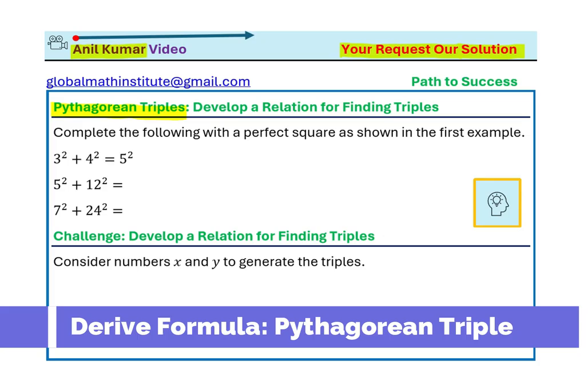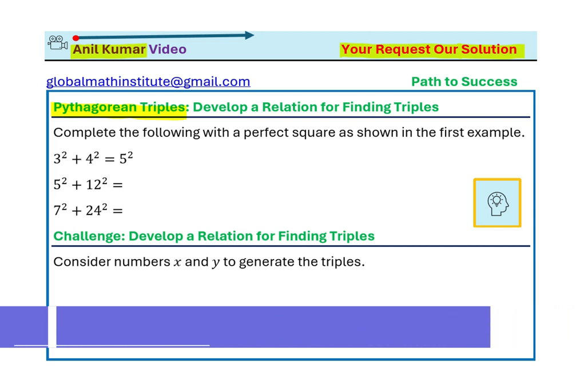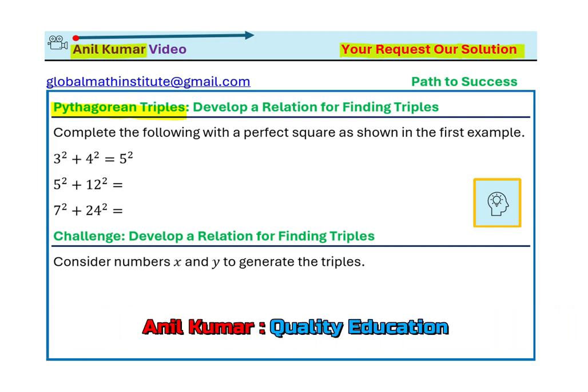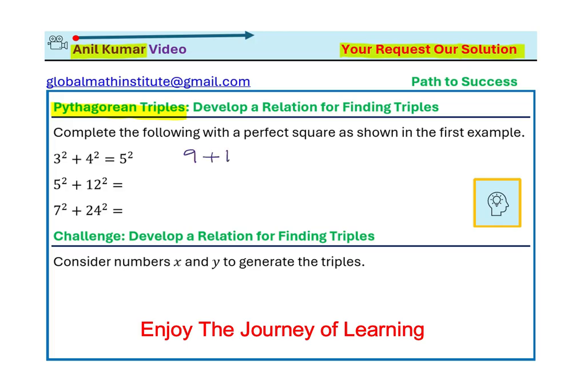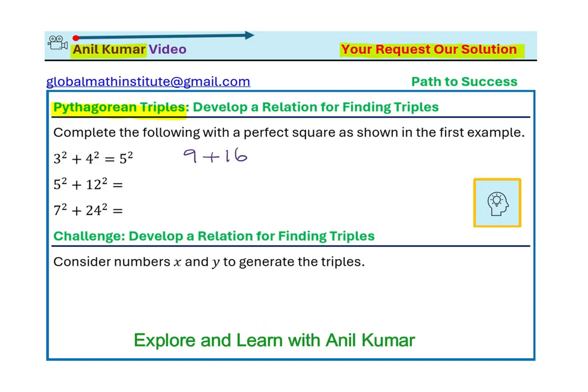So, first part of the question is complete the following with a perfect square as shown in the first example. So, 3 square plus 4 square is 5 square, very well known, simplest form of triangle with Pythagorean triple. You can definitely verify this. 3 square is 9, right? Plus 4 square is 16, and 5 square is 25, right? And 9 plus 16 is indeed 25.